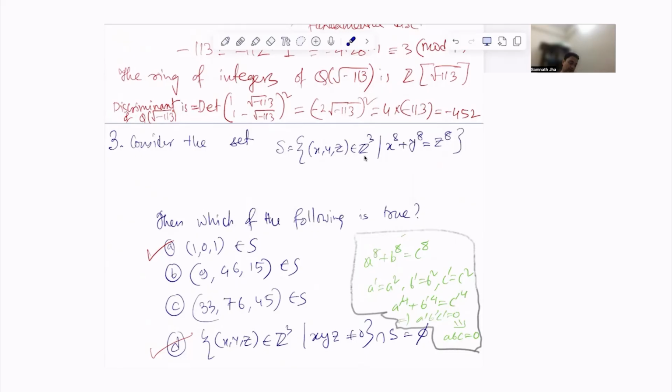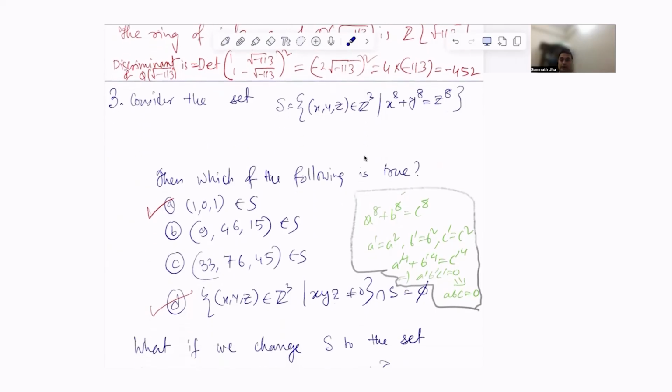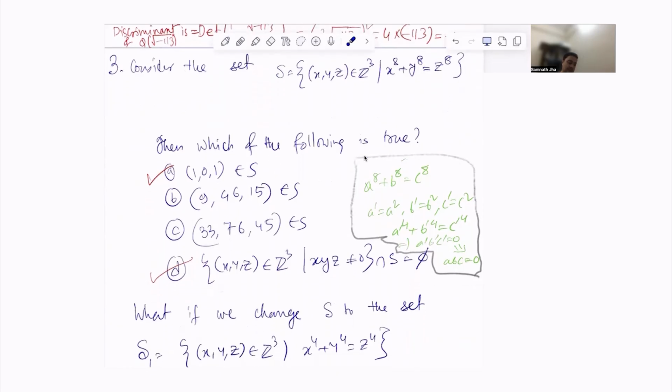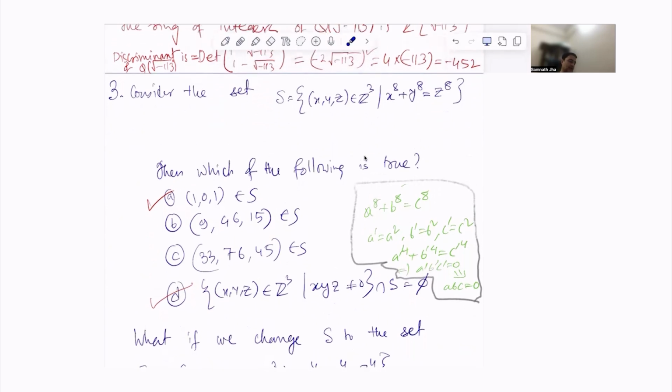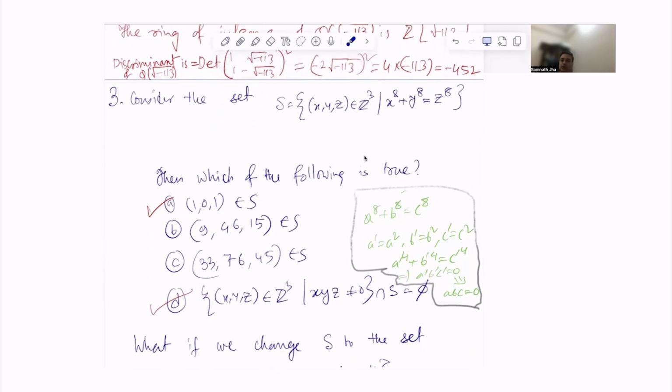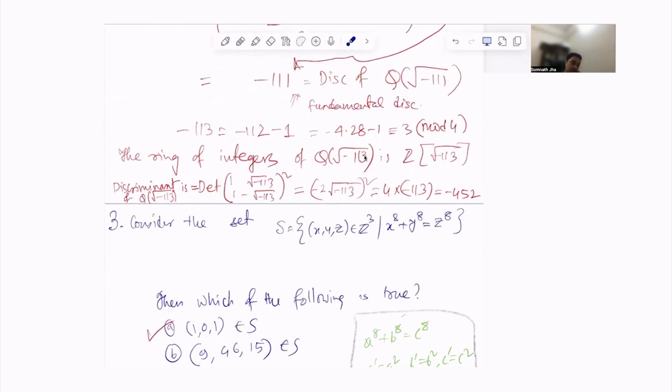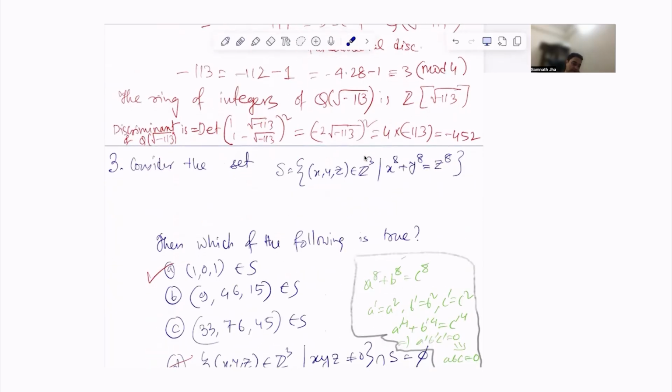Okay, so the next question is: what if you change the set S to S1 equal to (x, y, z) in Z cubed such that x to the power 4 plus y to the power 4 equals z to the power 4. Then you give options like this. One is (0, 0, 1), or let's say (0, 0, -1). Another is this, and then there are other two options, or all three are non-zero. Then again, you can conclude that the only solutions are those with xyz equal to 0, right? That's what we proved some time back.